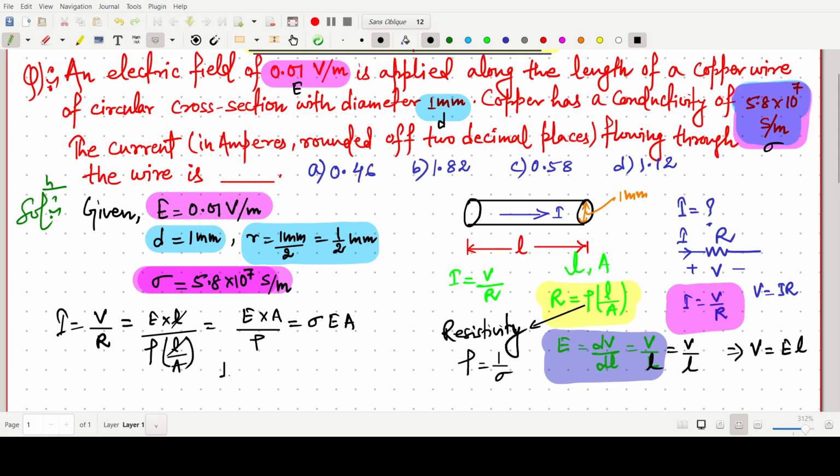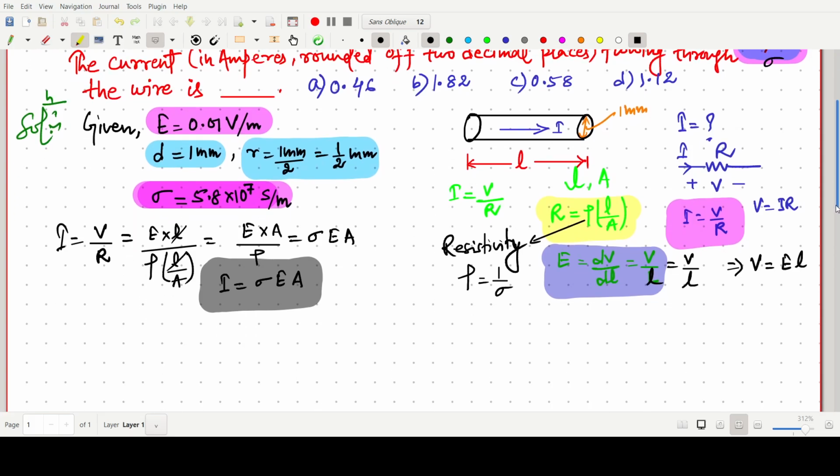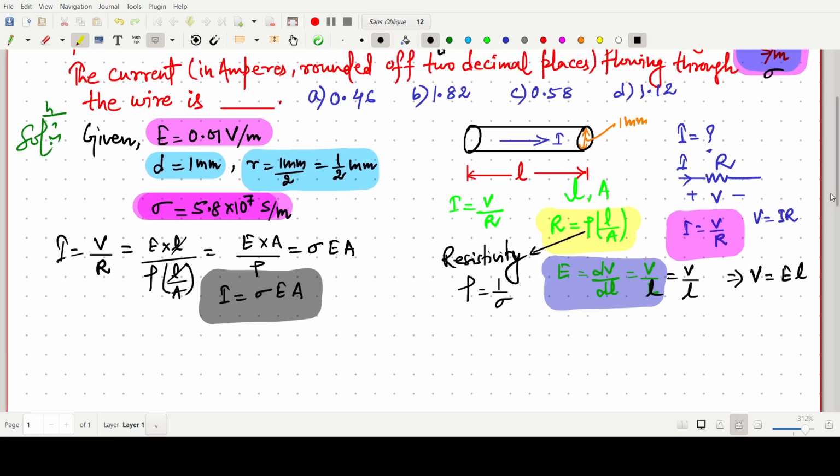So the current expression first we have to write is sigma E A, all in multiplication. This one is the important. Now everything is given, the sigma value, E value and A value. So we have to start with the values; we just have to put the values.